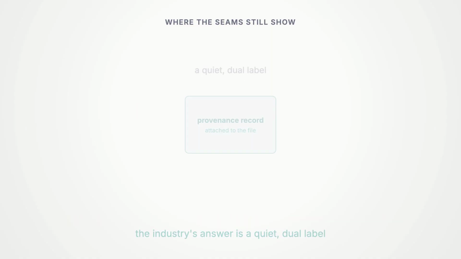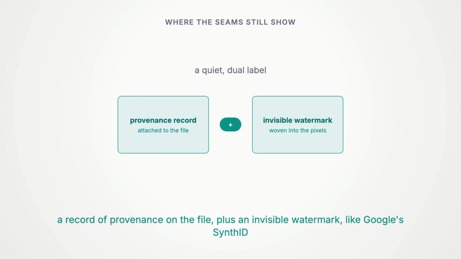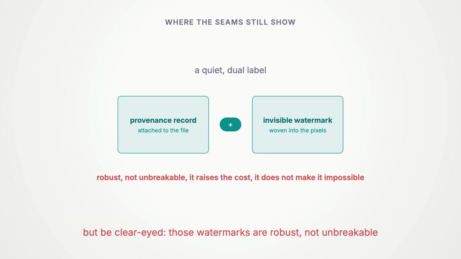The industry's answer is a quiet dual label, a record of provenance attached to the file, plus an invisible watermark woven into the pixels like Google's SynthID. Though be clear-eyed, those watermarks are robust, not unbreakable. They raise the cost of passing a fake off as real. They do not make it impossible.